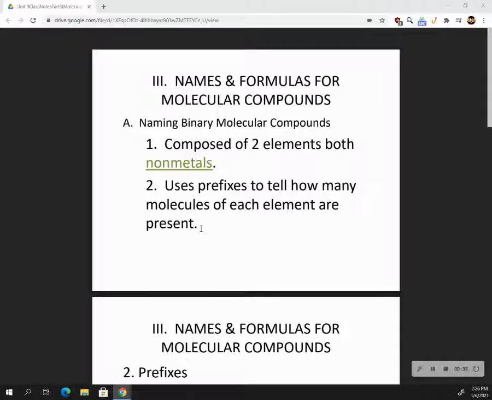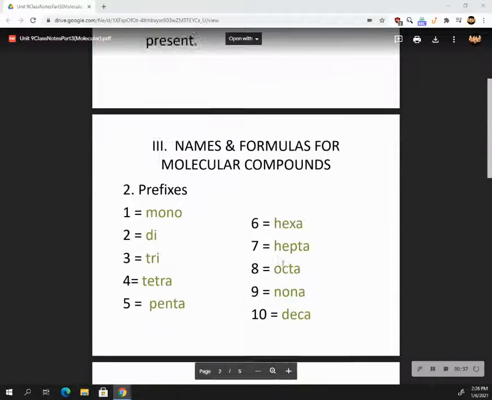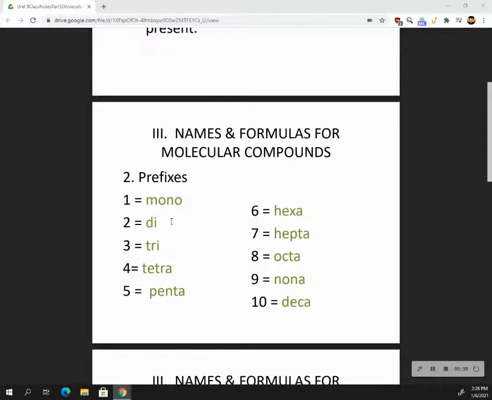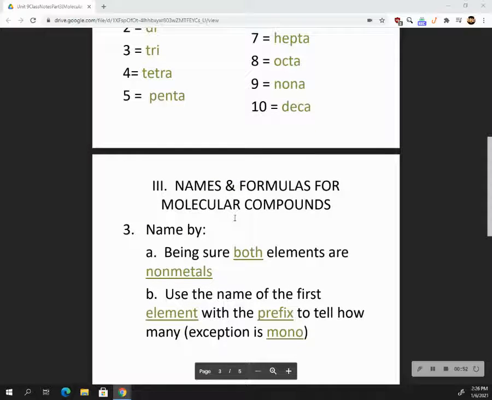Use prefixes to tell how the rules are different from each other. So remember, go through your mono, di, tri, tetra, penta, hexa, hepta, octa, nona. Those are what we're looking at in regards to molecular compounds. So when we see, be sure to name, so being sure that both are nonmetals, otherwise it has to be an ionic bond.